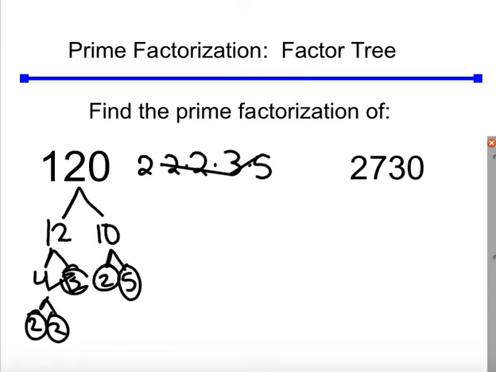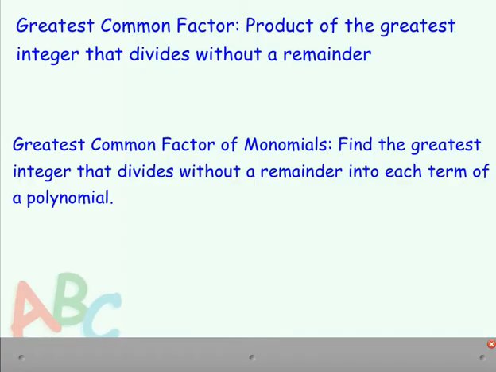Now, the reason that we are doing this is because when we start looking at things that have variables in them and comparing a couple different expressions, we want to make sure that we can see what they have in common. Now, the greatest common factor is the product of the greatest integer that divides without a remainder. So if we have two numbers, let's say we have 24 and 40.